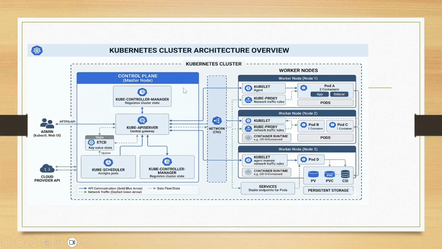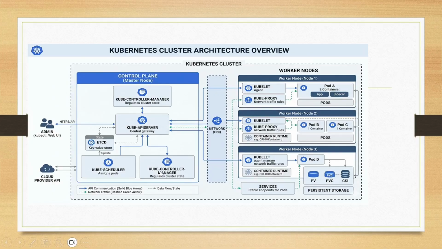If you talk about the main components of the master node, there is the kube controller manager, which basically regulates the complete cluster state, and then the kube API server, which is the central gateway. Every request you make goes to the kube API server first. Then it communicates closely with etcd, which is basically a key-value store. You can think of it as the complete internal database for the Kubernetes cluster. Then the next main component is the kube scheduler, which basically assigns pods.